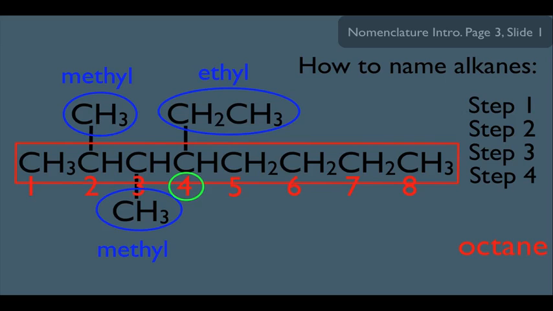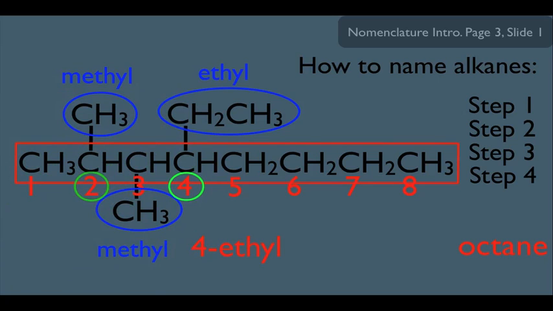And what we do is list our substituents in alphabetical order in the name. And since E, ethyl, comes before M, methyl, we're going to list him first. And this is how we do that. We simply say 4-ethyl. We need to do this for the remaining substituents.